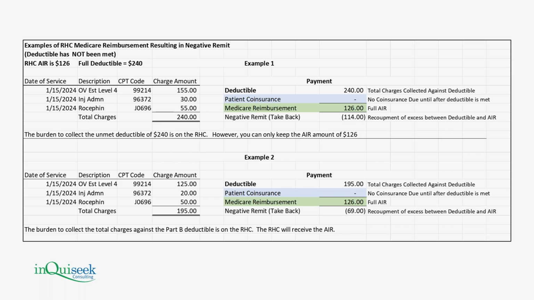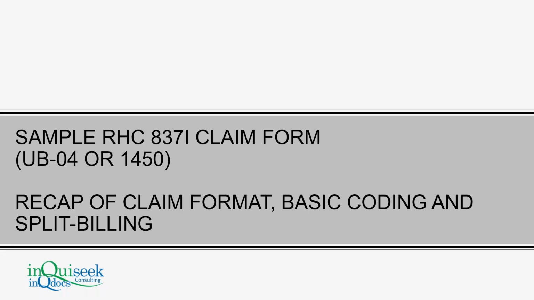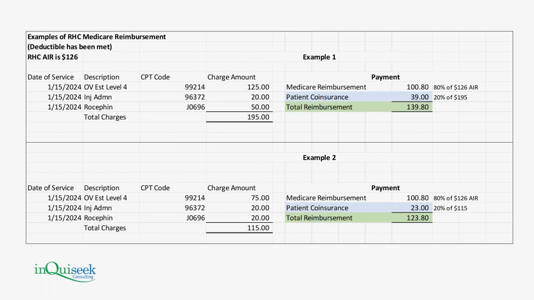Now we're going to look at this slide, which has examples of where the deductible has been met. So we're not having to work with the negative remits on these examples. We're actually working through what our gross reimbursement for this visit is going to be. I'm using the $195 of charges in the first example. So the deductible has been met.